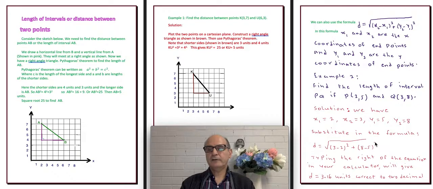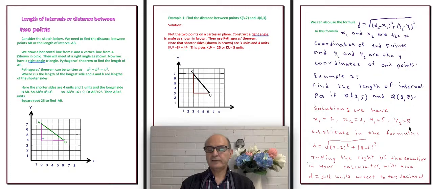8 minus 5 squared. And if you plug that into your calculator, so you get 3 minus 2 squared plus bracket 8 minus 5 squared. As I said, this should have been 2 squared.